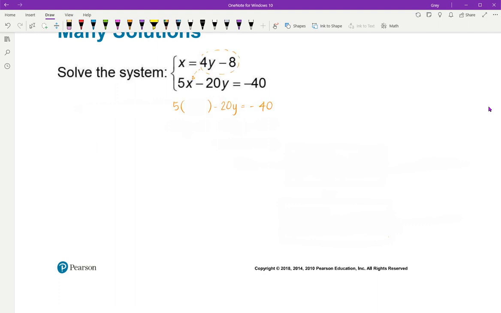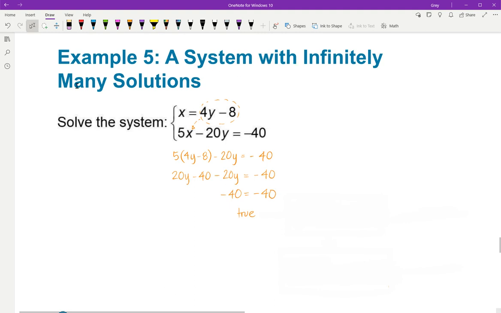So, using my parentheses, I'm going to put 4y minus 8 in for x, and I'm going to simplify. That's going to give me 20y minus 40 minus 20y equals negative 40. My 20y's cancel out to equal 0, so I end up with negative 40 equals negative 40, which is a true statement. So this is the proper way to write it. You've never written it that way before. You've probably always just answered the question and said infinitely many solutions. Well, they told you to solve. They don't want to know how many, they want to know what they are.